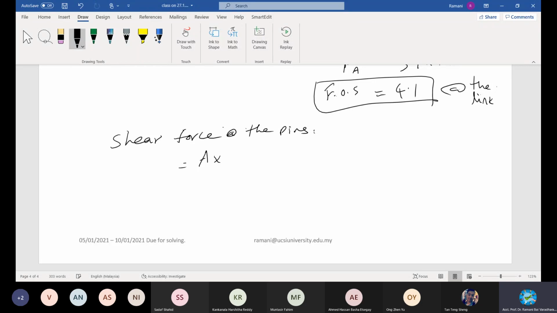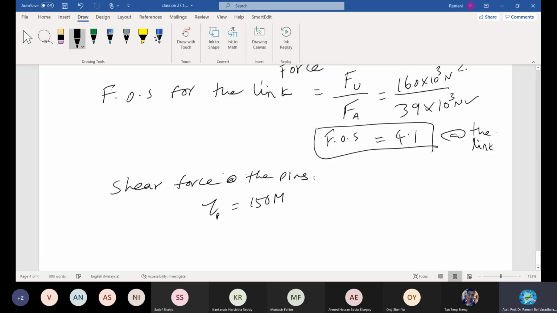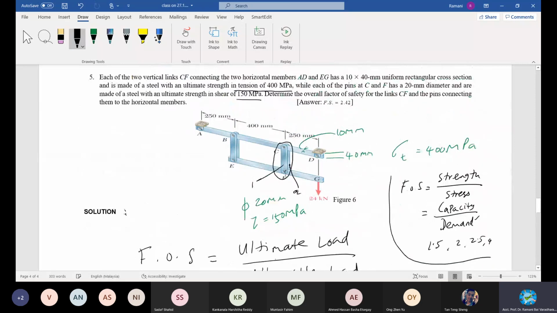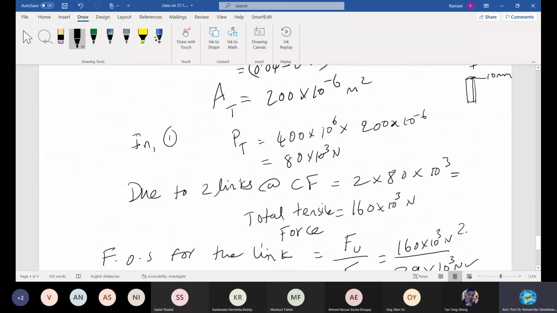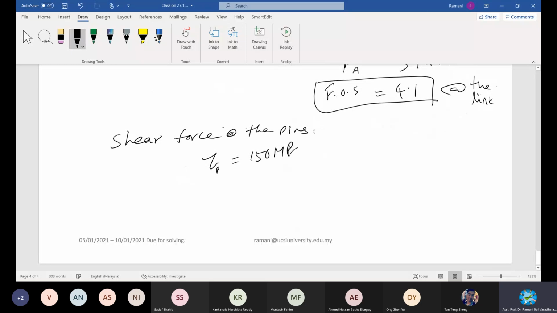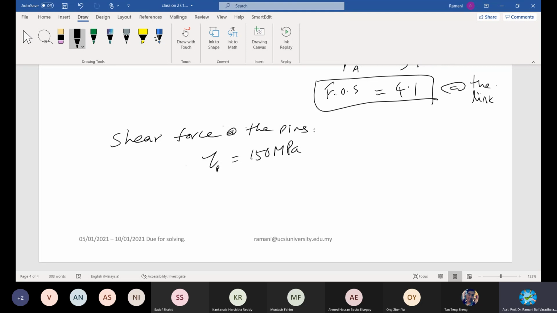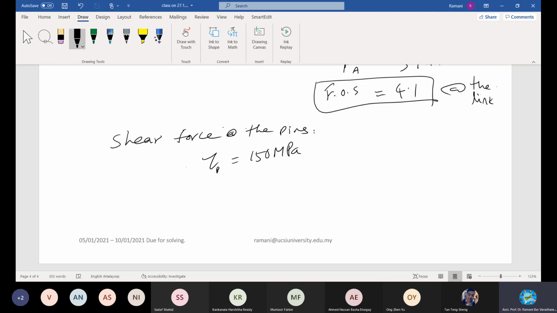You need to find the area, right? Because you have been given the shear stress. How much is it, 150, right? Please correct me if I'm wrong. At the pin, let it be P. 150 megapascals is given, right? You need to have patience to understand. Once you understand, you can apply a similar way in other questions to make an attempt first.